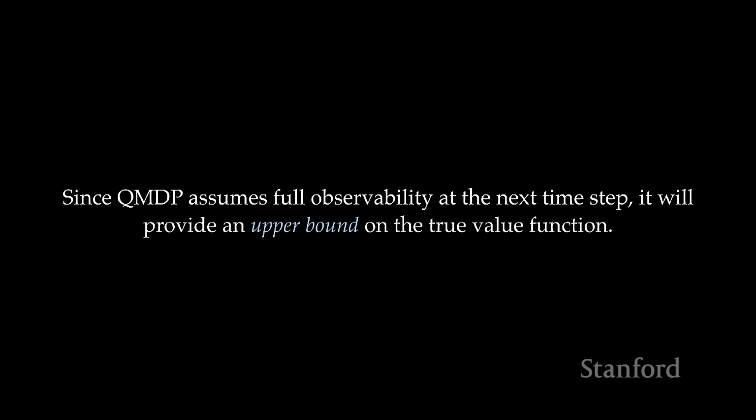Okay. And then another thing that comes as a result of this is that since QMDP assumes full observability at the next time step, it's going to end up providing us an upper bound on the true value function. So those alpha vectors we get out from the Q values represent an upper bound on the true value function. The way to think of this is that we're not going to be able to do better than the full observability case. If you actually knew your state, you would be able to do a much better job. So that's why it gives us an upper bound.